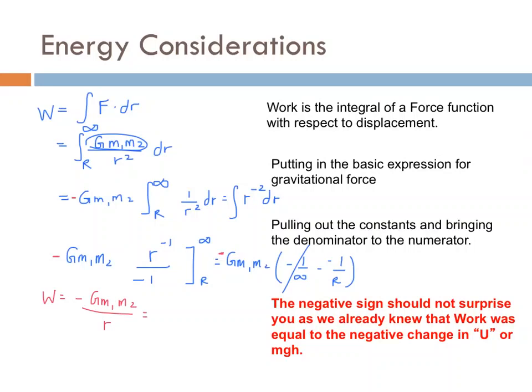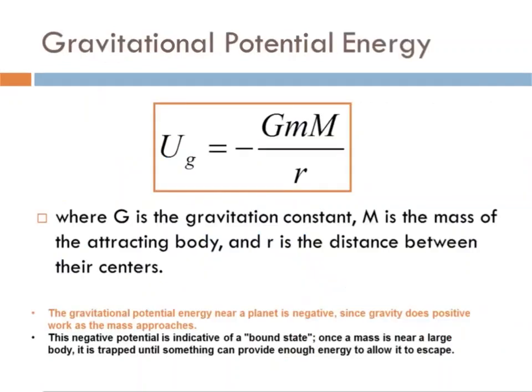Now, this negative sign should not surprise you, as we already know that work was equal to the negative change in U, or mgh, in this case, potential energy. So that means that G m1 m2 over r gives us potential energy. So our equation again gives us gravitational potential energy. The gravitational potential energy near a planet is negative, since gravity does positive work as a mass approaches. Again, this negative potential is indicative of a bound state.